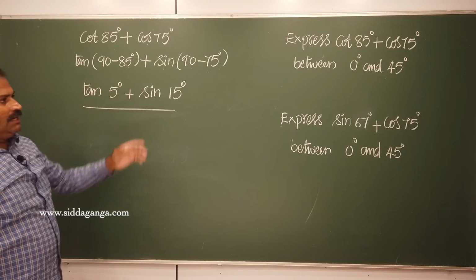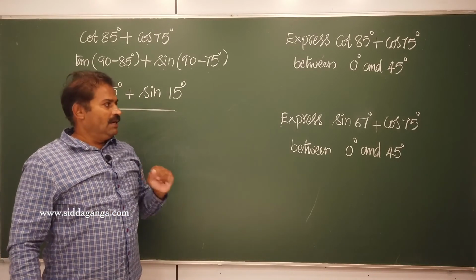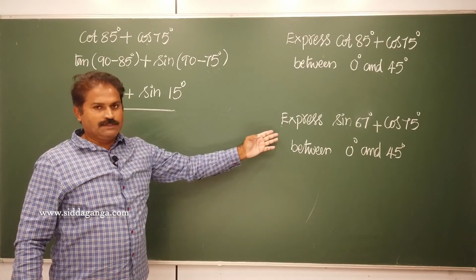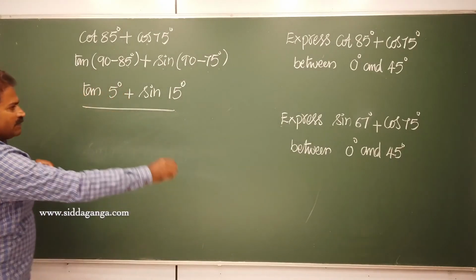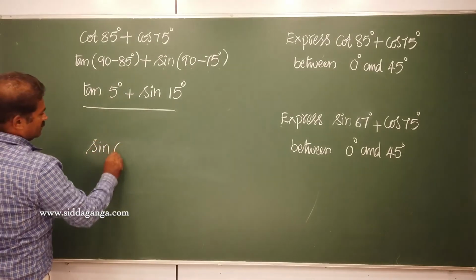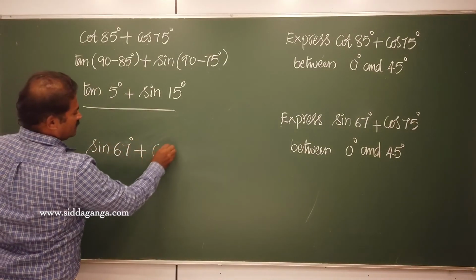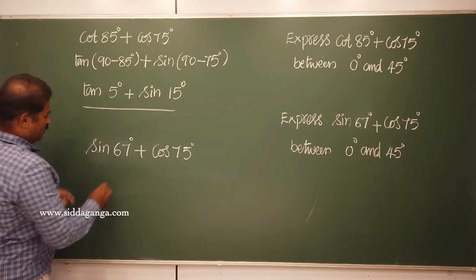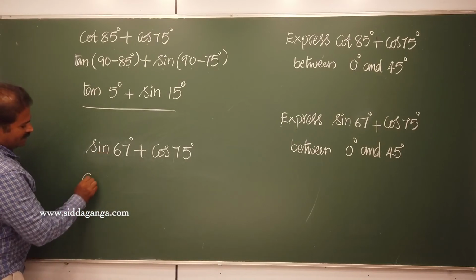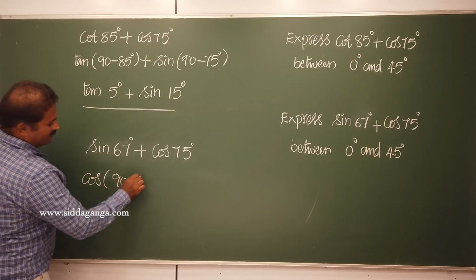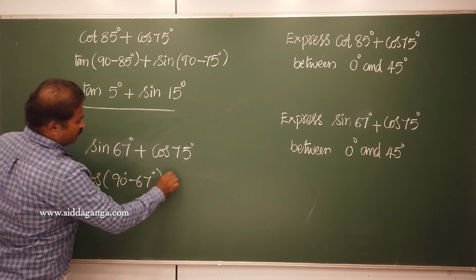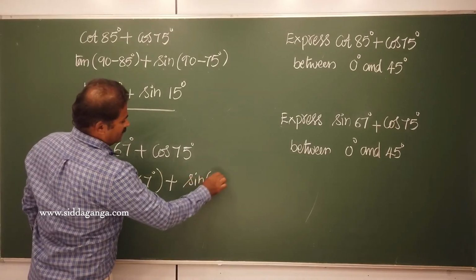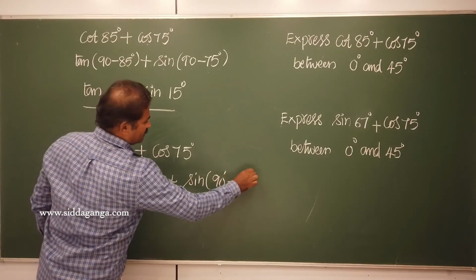So these two values are in between 0 and 45 degrees. And you have a very similar worked exercise problem here, so we'll solve. Express sin 67 degrees plus cos 75 degrees in terms of angles between 0 and 45 degrees. What are you going to do? You take complementary angles for this. What is the complementary for sine? It's cos 90 minus 67 degrees, plus you have cos. What is the complementary for cos? It is sine 90 minus 75 degrees.